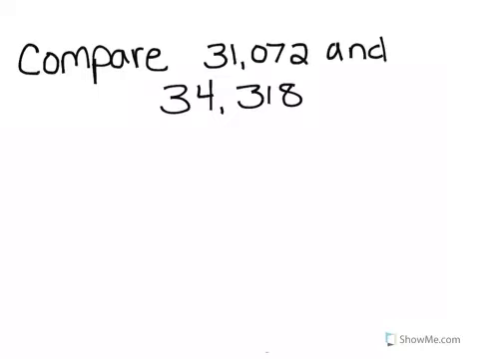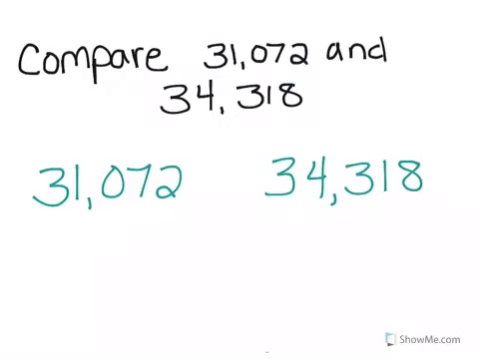So I'm going to rewrite my numbers. I'm going to start on the left, and I notice both numbers have a 3 in the 10,000s place. So far they're the same. So I'm going to move on to the thousands. Well, I'm noticing here I have a 1, here I have a 4. The 4 is larger than the 1, so I know 34,318 is going to be larger.